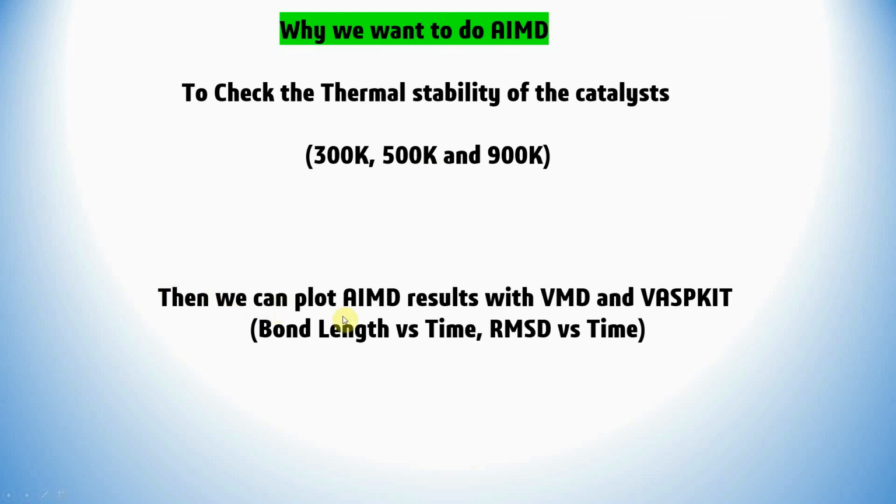Then we can plot the AIMD results produced by VASP using VMD and VASPKIT. We can also plot the figures for bond length versus time and RMSD versus time, and people also will plot total energy versus time and temperature versus time. So these are the kinds of plots people will make. I will tell you how to plot these things later.